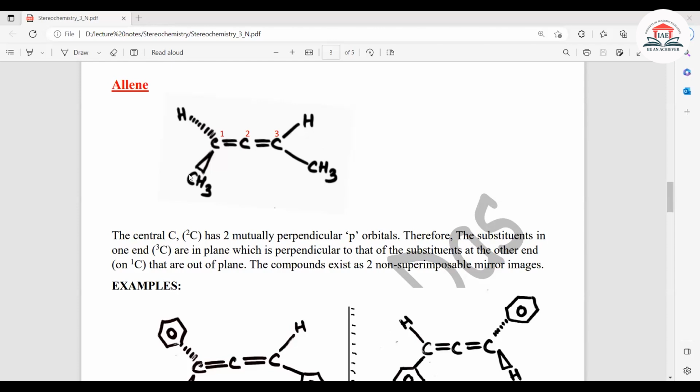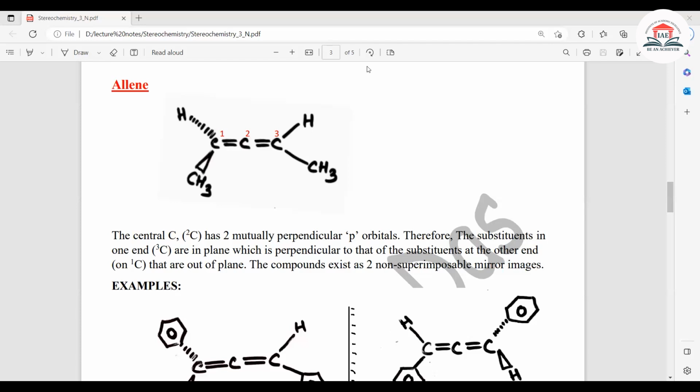Okay, why does this happen? See, I have drawn it here also. On carbon number 1, the hydrogen and the methyl group are actually not in the plane. The methyl is out of plane. Imagine that the methyl group is extended towards you from the computer screen, and the hydrogen is going behind the computer screen. And on carbon number 3, the hydrogen and methyl are actually on the screen.